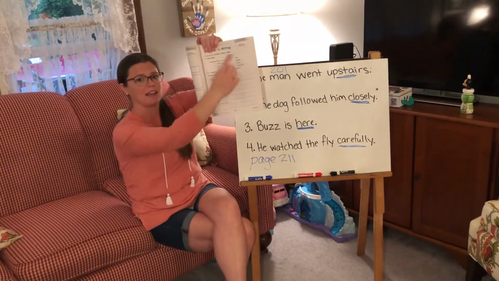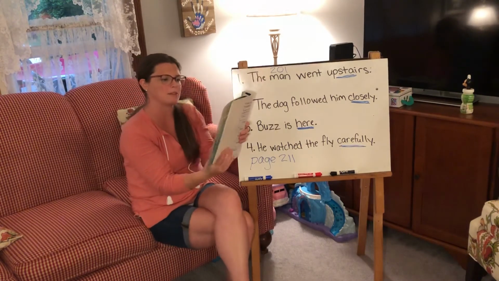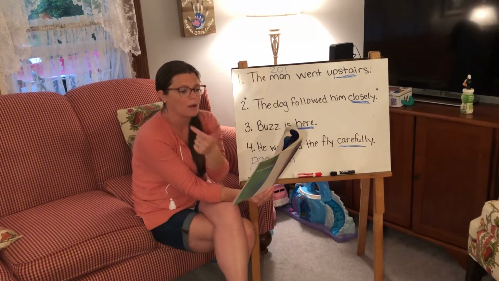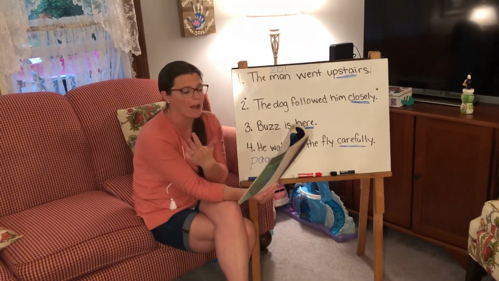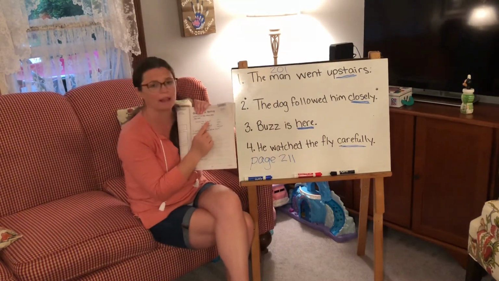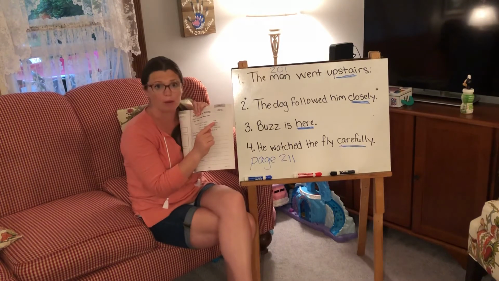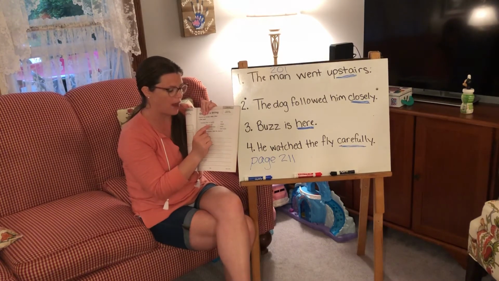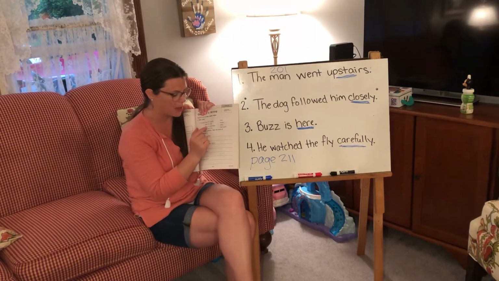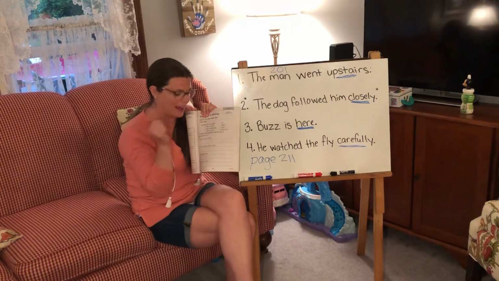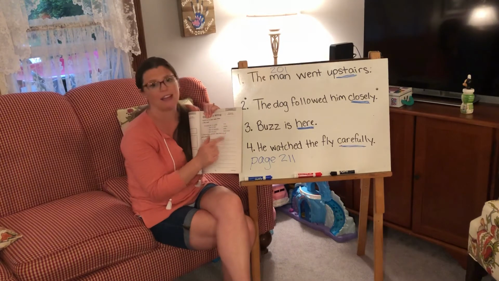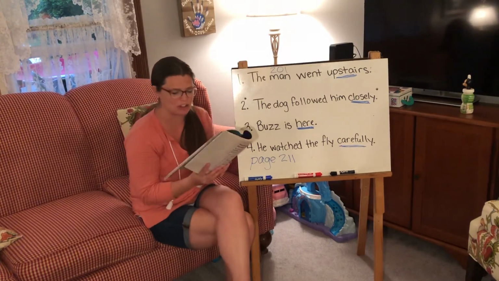And up at the top, it gives you some examples. Let's read through them together. So it says adverbs can tell how, where, when, or how much. So it says Buzz ran quickly. So that's telling us how he ran. Buzz ran here. Well, that one's telling us where. Buzz ran yesterday. That tells us when. And Buzz ran a lot. That tells us how much, right?